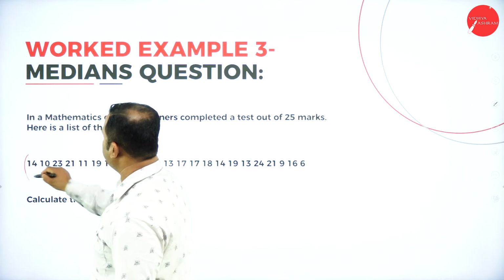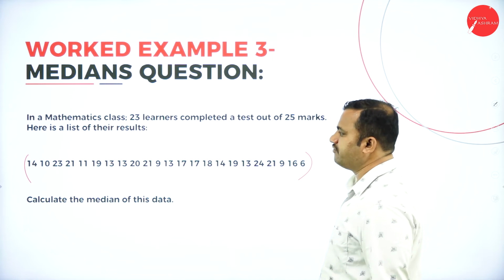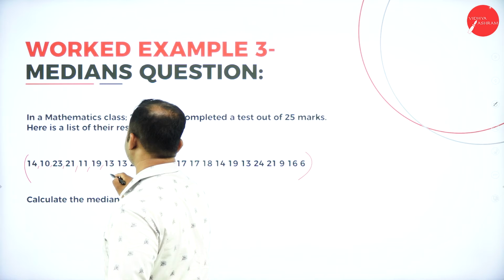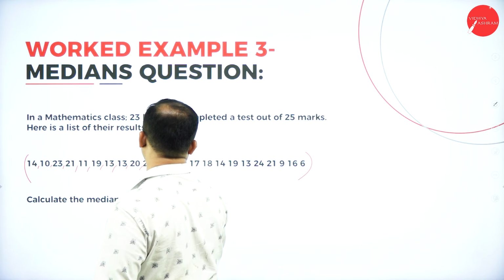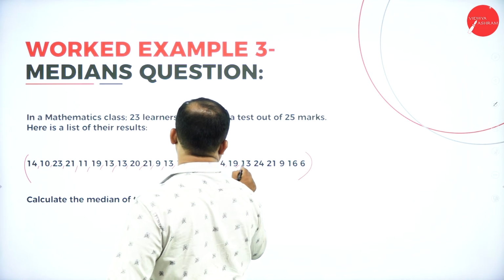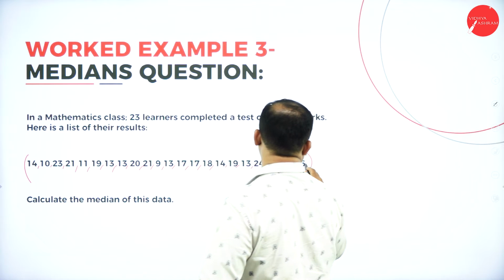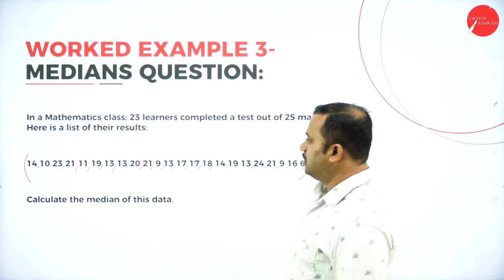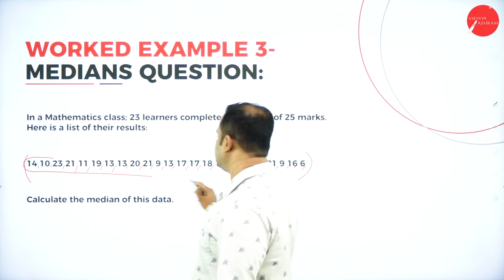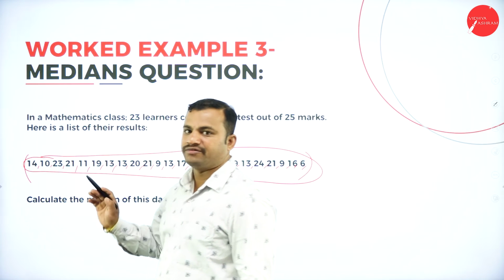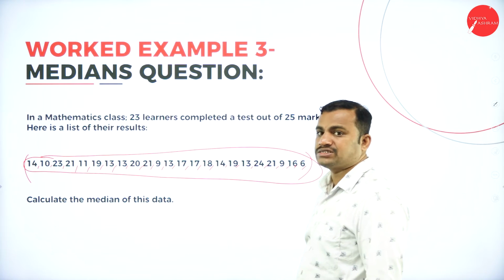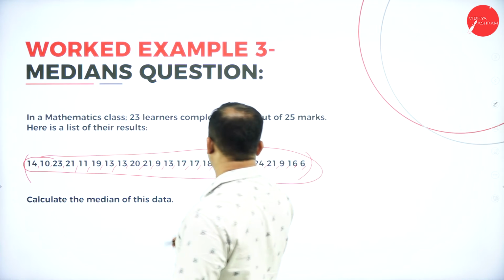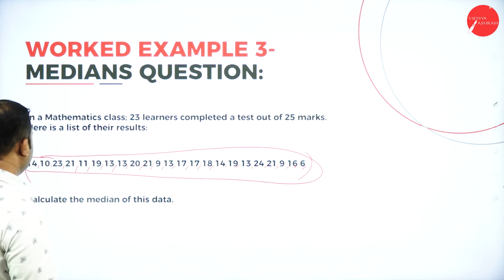Let me take more questions here. These are the values here. Between these, there is a comma. Calculate the median of these data items. Do we have the values in increasing order? No, we do not. If that is the case, we have to sort it first, starting from the smallest value.